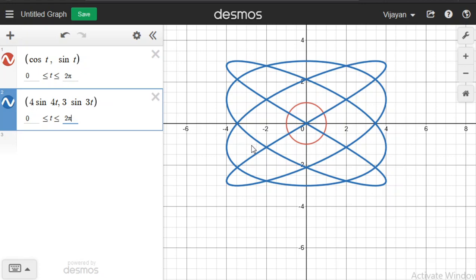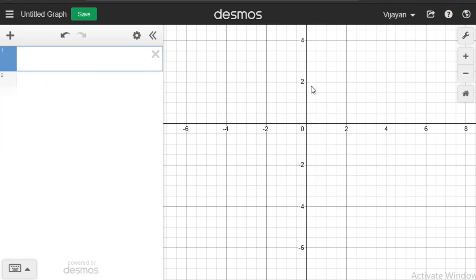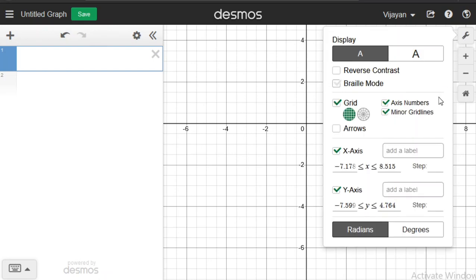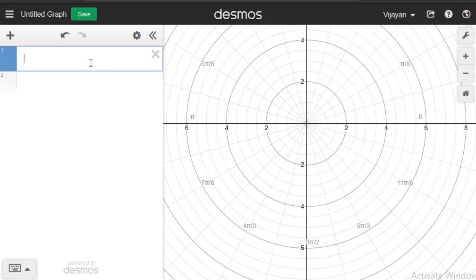Now suppose I want to do the polar graphing. Suppose I want to make the polar graph. So for that, I will go to the settings and I will choose the grid as polar. Okay, now these are the polar grids. Now I will do the polar graphing.